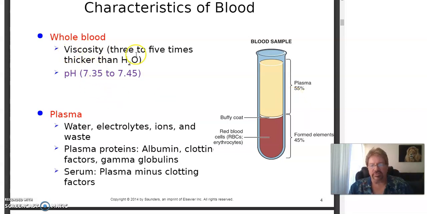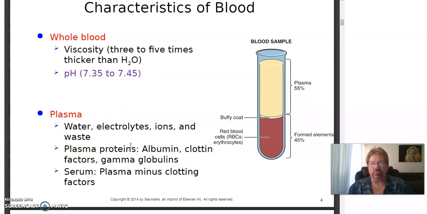Okay, whole blood viscosity is 3 to 5 times thicker than water. The pH is 7.35 to 7.45. Is that important to know? Yeah. What's neutral in pH? 7. Plasma has water, electrolytes, ions, and waste.